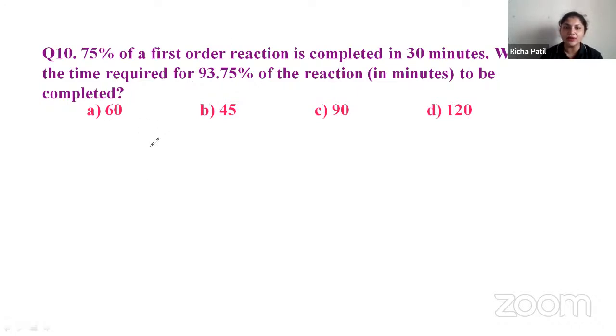What is the time required for 93.75%? Okay. So the time required for 93.75% is given as 2 into T of 75%.